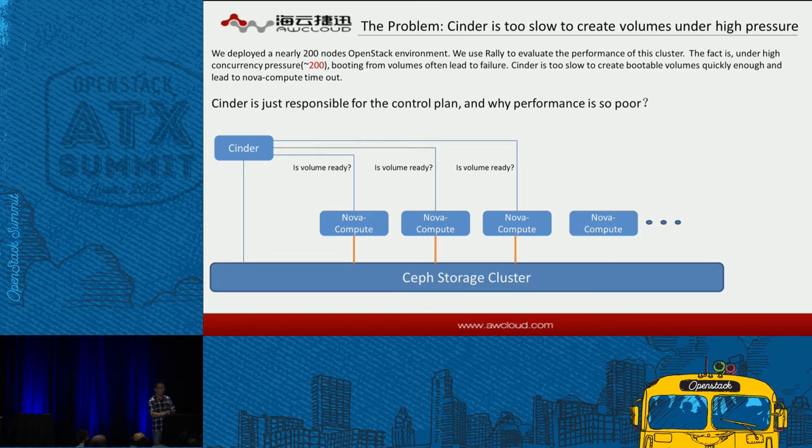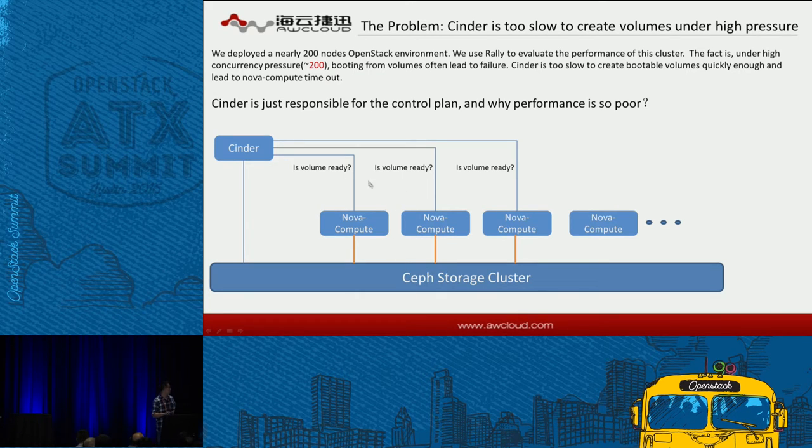We deployed a 200 node OpenStack environment, and we use Rally to evaluate the performance of this cluster. The fact is that under concurrence pressure up to 200, some instances will fail to boot. The reason is that we need to boot instances based on volume. So we analyzed this phenomenon, and we found that the key factor leading to failure is that Cinder cannot create volumes quickly enough.